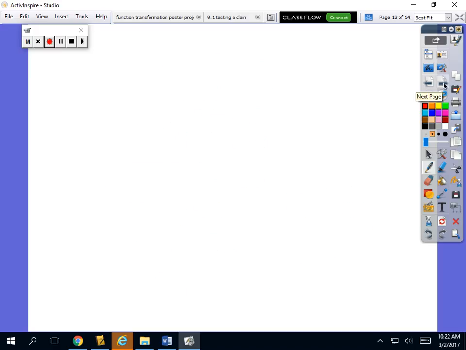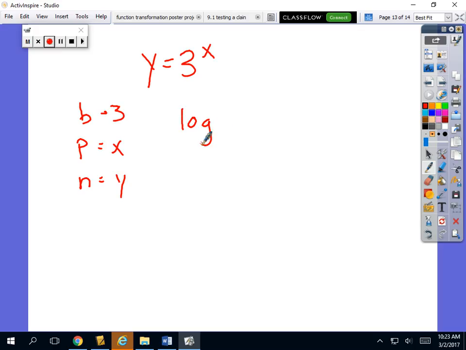And then find the inverse of this. y equals 3 to the x. Again, it's going to be b, p, and n because it's going to be a log. So your base is 3, your power is x, your number is y. So it's going to be log base b of n equals p, and switch your x and y. Log base 3 of x equals y.